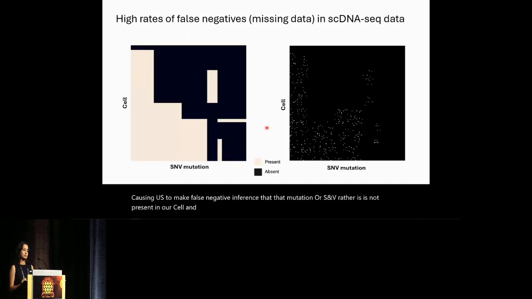And so what this ends up meaning is, instead of our mutation matrix looking like this idealized form on the left-hand side, it looks a bit more like what you're seeing on the right-hand side, which is a data set that is much more sparse and contains many false negatives.